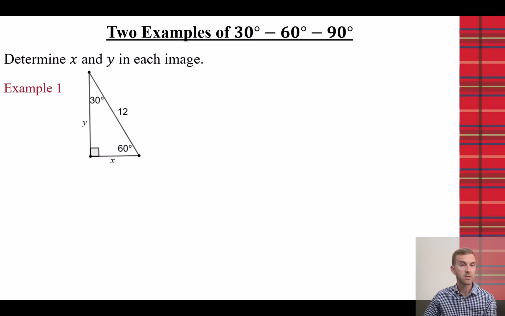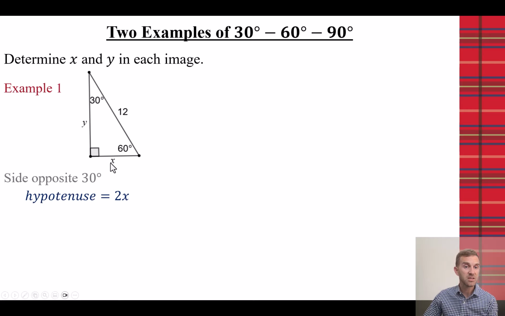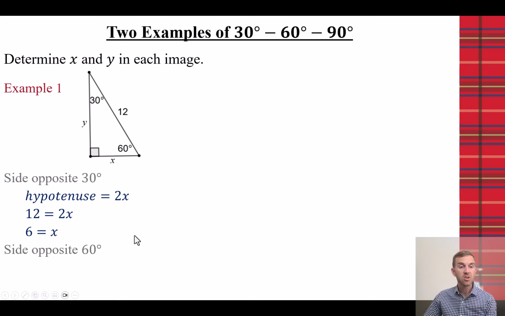So let's look at two examples here. In this case, I have the hypotenuse. And what I recognize is that the hypotenuse is always double the side opposite the 30 degrees, and that's x. So the hypotenuse has to be double x, or 2x. So if I divide both sides by 2, I determine that my x value has to be 6 units. Now my y value is across from the 60 degrees, so I can use that for help with my relationship, because I know that the side opposite 60 is always x times the square root of 3, in this case, which we just found was 6, so y has to be 6 square root of 3.